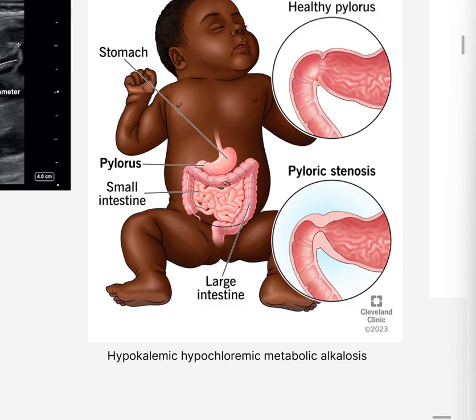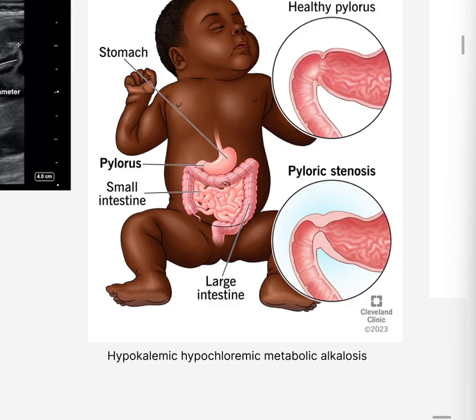Now, why does hypokalemia occur? There are two mechanisms here. The first one is aldosterone-mediated potassium loss. Aldosterone leads to potassium loss through the collecting duct, and this leads to renal potassium loss. The second mechanism is the intracellular potassium shift.